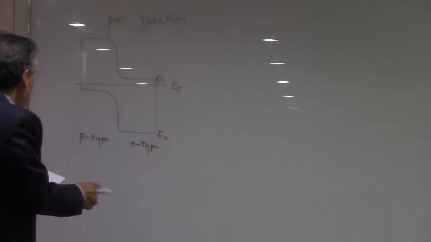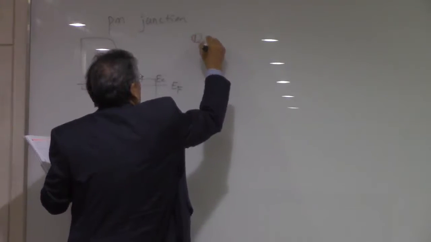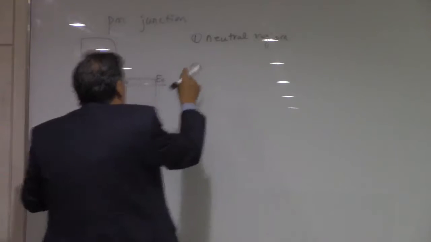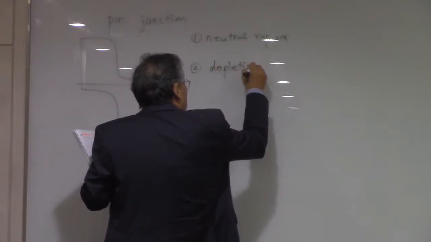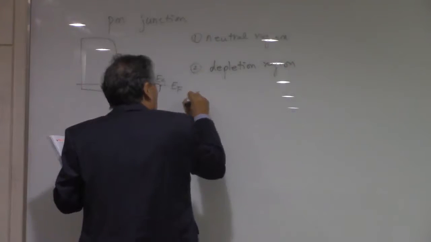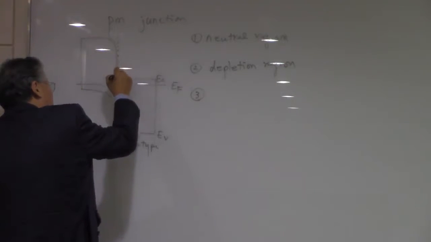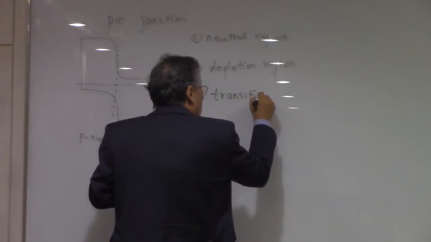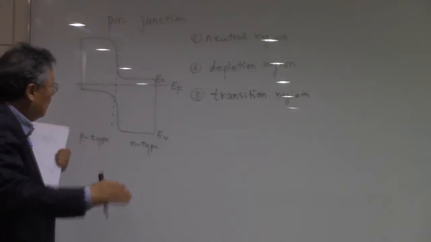Right? So we can distinguish three regions in this junction. Far away to the left and right-hand side is going to be the neutral region, and at the center there is a depletion region. There are also some transition regions; in between neutral and depletion there is a transition region, okay?